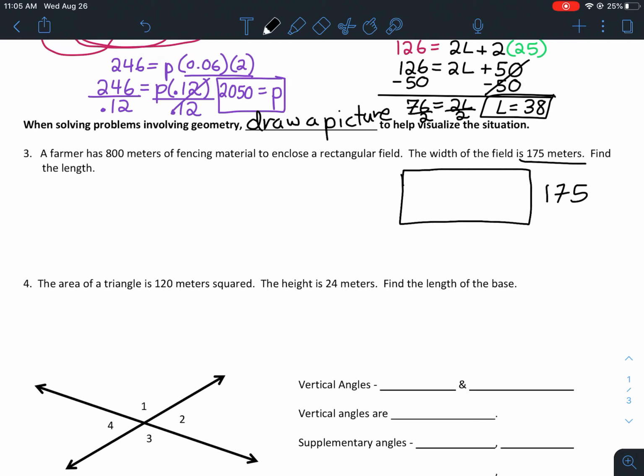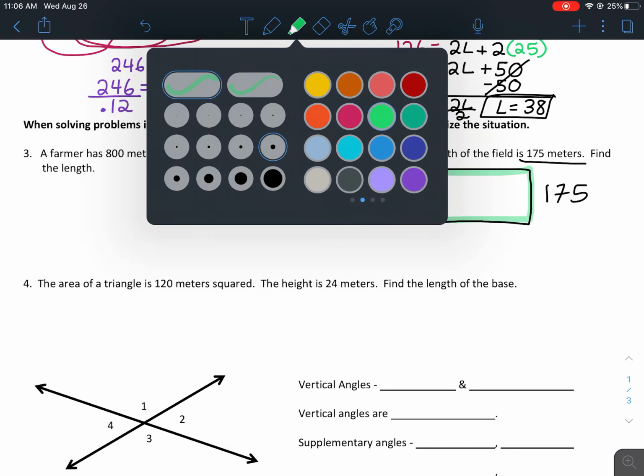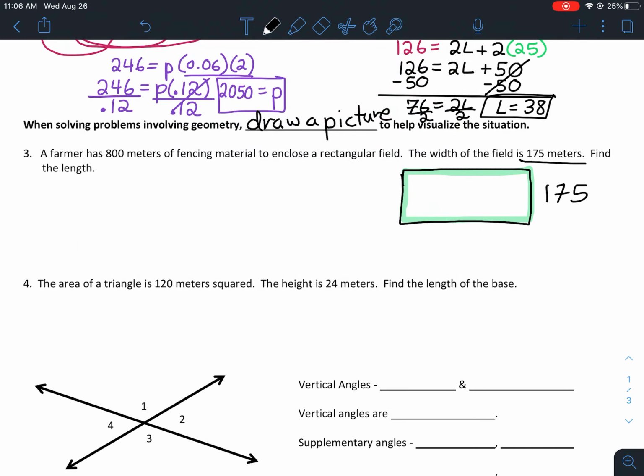I also know that a farmer has 800 meters of fencing to enclose the rectangular field. If they have 800 meters of fencing, that means in total, they have at most 800 there to enclose the whole thing. So it's basically telling us that they have 800 meters for the perimeter, because perimeter means the total distance around a figure. So the perimeter is 800.